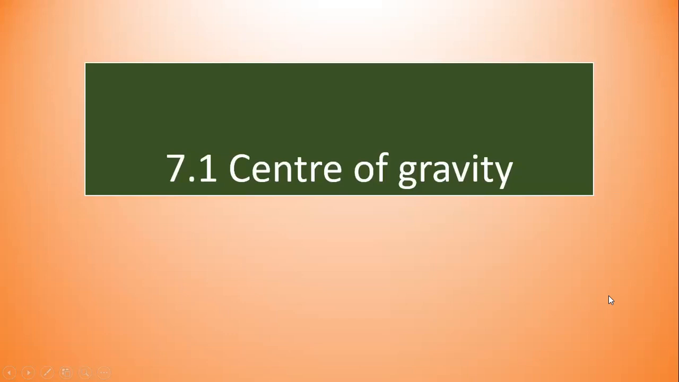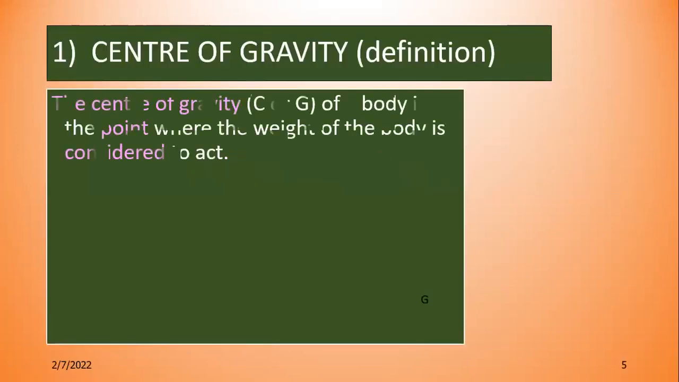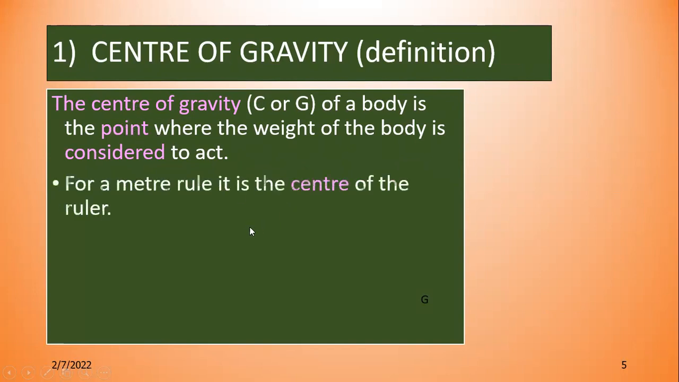First thing, 7.1, center of gravity. Memory work. The center of gravity, which we can represent with C or G, of a body is the point where the weight of the body is considered to act. That means the whole weight of the body acts at this point, called the center of gravity.